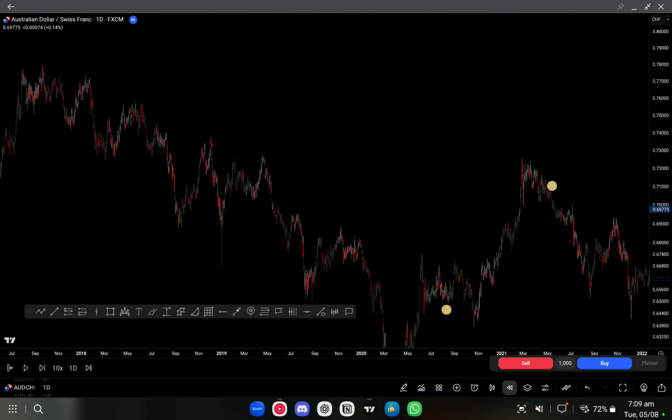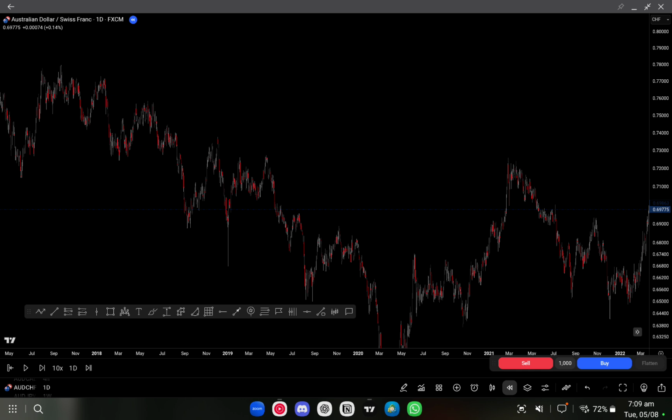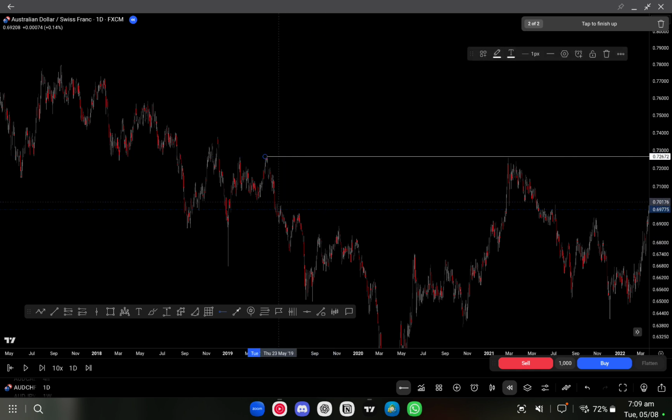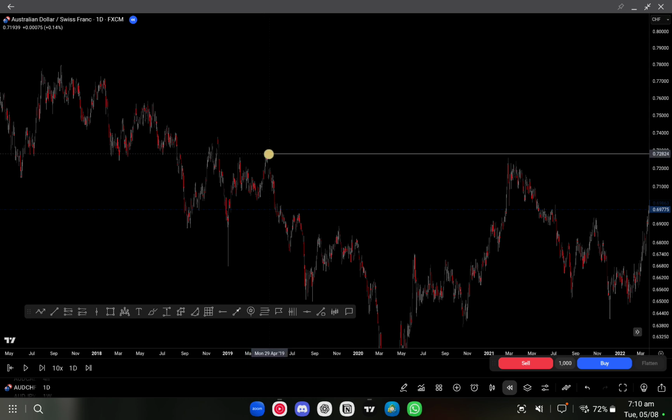So I can go to the daily. Like I said, we don't always have to use the weekly. We can use the 4 hour, we can use the daily, but it's always good to get a higher time frame picture of what's going on. So we can see there's a point right here, and let's work with that because we've already moved away from this one. So this is an interesting one.